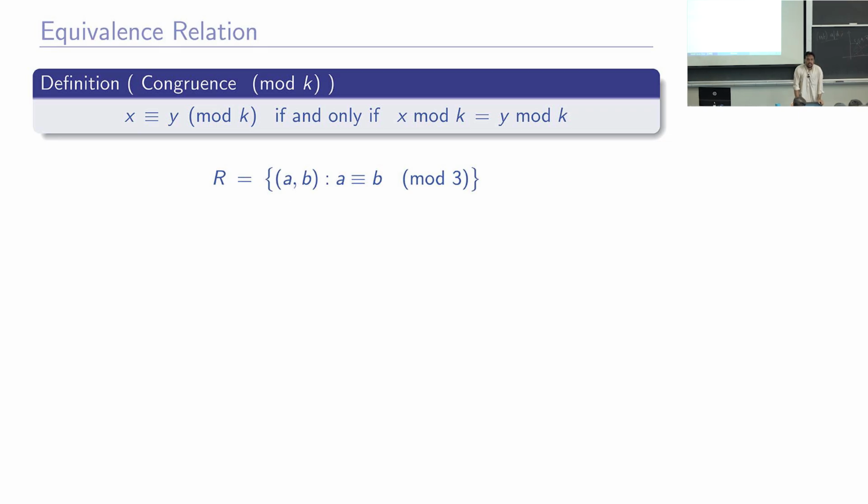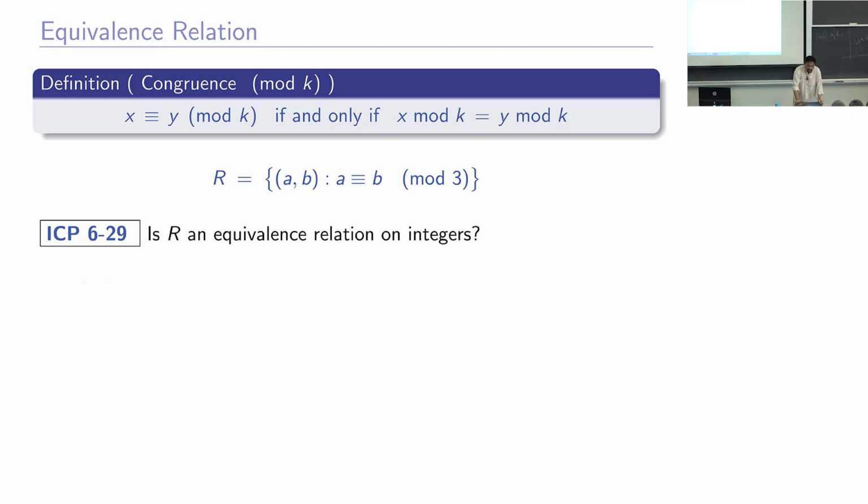Is 7 mod 3 equal to 7 mod 3? If x is 7 and y is 7, is x mod 3 equal to y mod 3? So 7 is congruent to 7, right? Is negative 18 mod 3 equal to negative 18 mod 3? Yes? So that's why negative 18 is congruent to negative 18 mod 3. Negative 18 is part of this R, right? So R is reflexive. For any integer, it is congruent to itself mod 3. So R is reflexive. Is R symmetric?